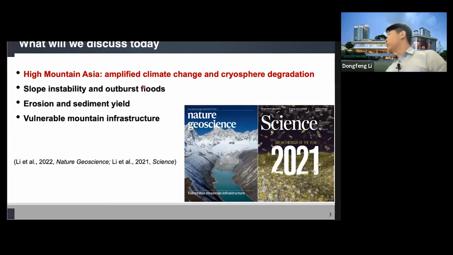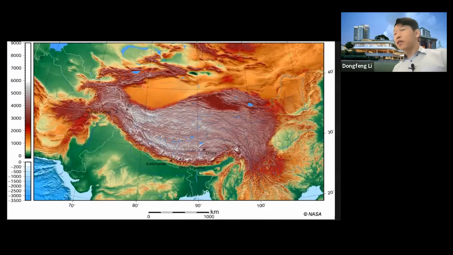And lastly, I hope to discuss how these changing mountain landscapes are affecting the mountain infrastructure. And this talk builds on these 2 papers, one published this July in Nature Geoscience, and another one published in Science in 2021. And so the first question, where is high mountain Asia?